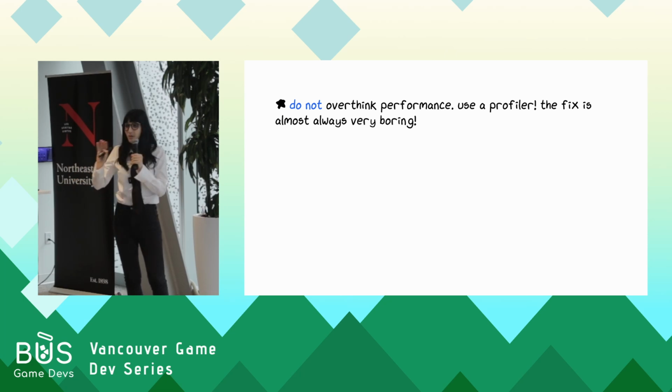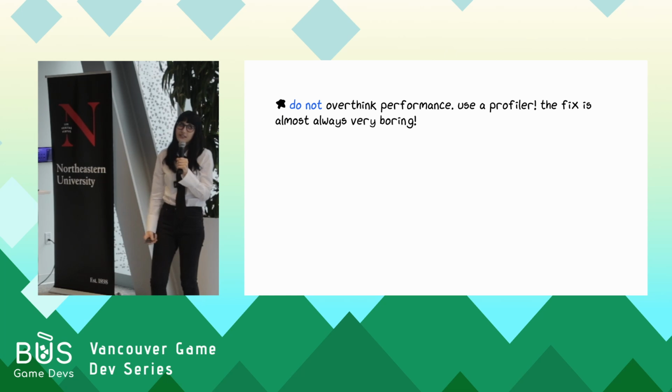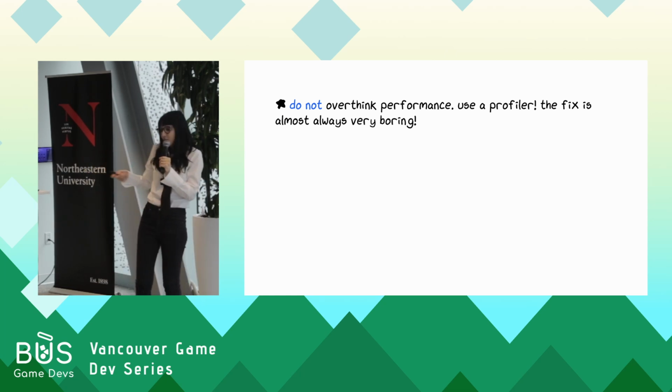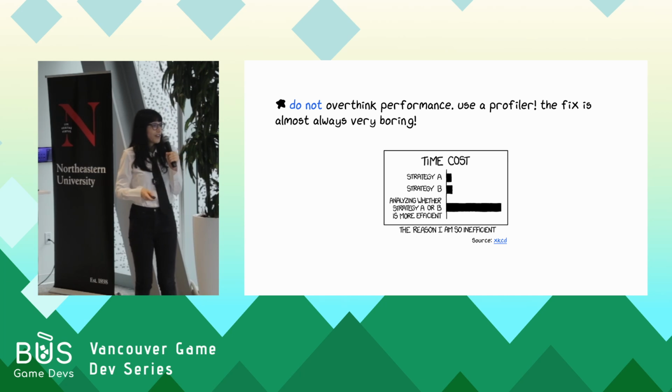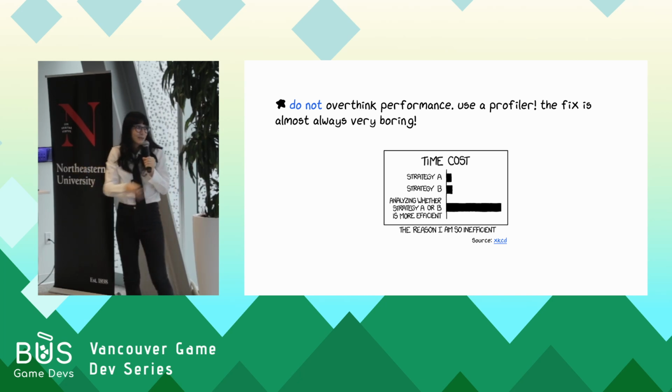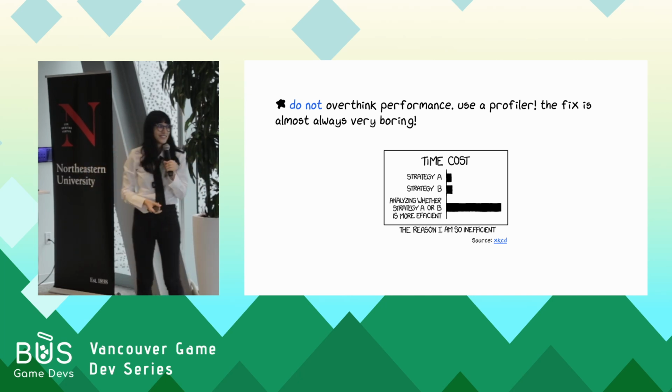The fix is almost always very boring. I think that's what people don't like, because it's always boring. It's just not a good time, but it's what helps. I really think that a lot of the time, if we have strategy A and B, you can just analyze for hours what's the best one, but it's usually cheaper just to implement something and see where it goes.